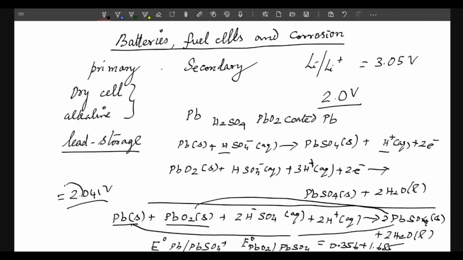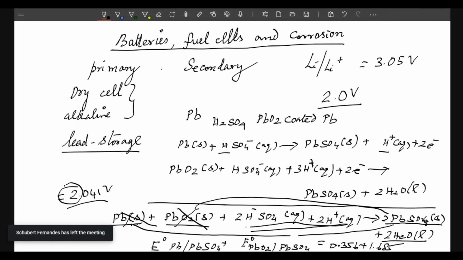What is the advantage of this? If you use the Nernst equation, you can see that on the product side, lead sulfate is solid, so its activity is taken to be 1. Water is a liquid, its activity is taken to be 1. Divided by lead solid, the activity is taken to be 1. Lead dioxide, the activity is taken to be 1. The only thing is the concentration of the sulfuric acid. This makes the cell deliver 2 volt energy for a longer period, nearly 4 or 5 years.